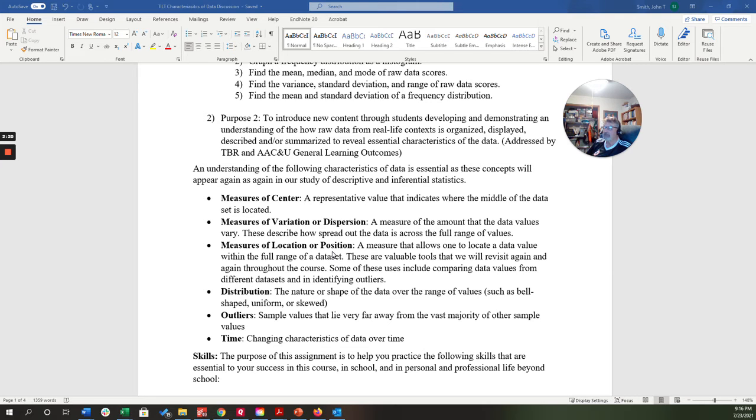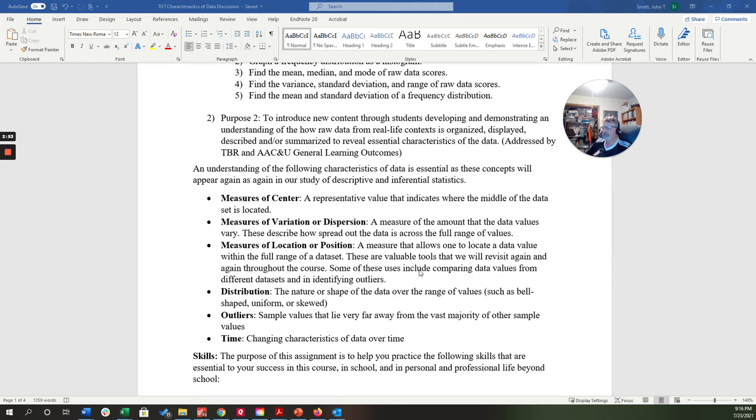Measures of center, a representative value that indicates where the middle of a data set is located. Measures of variation or dispersion, a measure of the amount that the data values vary. These describe how spread out the data is across the full range of values. Measures of location or position. This is a measure that allows one to locate a data value within the full range of a data set. These are valuable tools that we will revisit again and again throughout the course. These are your Z-scores. Some of these uses include comparing data values from different data sets and in identifying outliers.